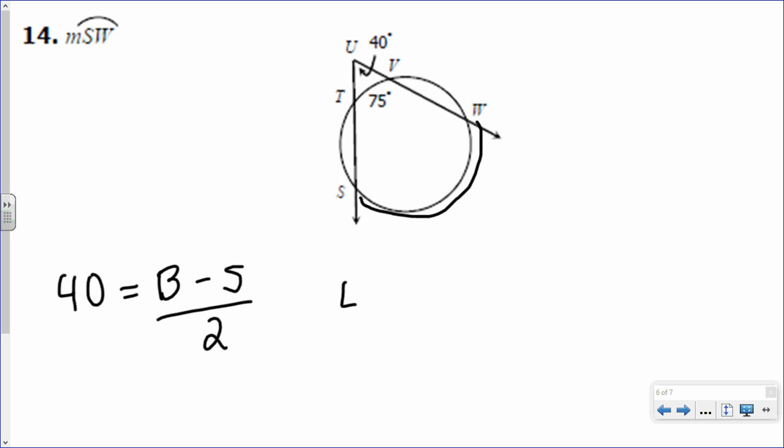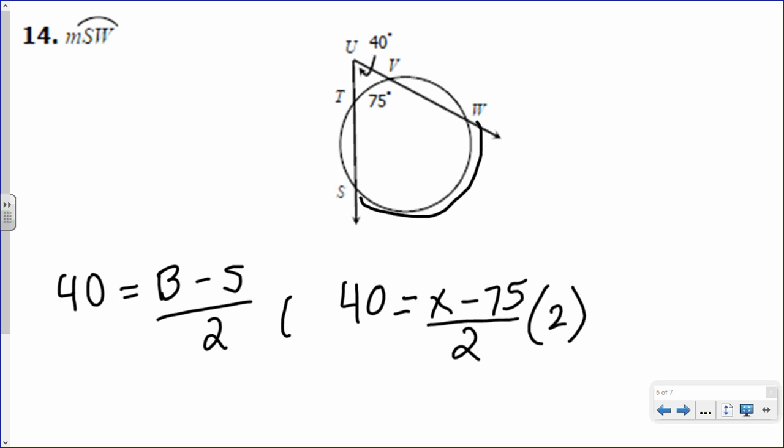So I can have that 40 degrees is equal to the big arc, which we don't know, minus the small arc, which is 75, and then we're going to divide by 2. So now we have an equation that we need to solve. So here I'm going to multiply both sides by 2 to clear the fraction. So we're left with 80 is equal to x minus 75. Again, remember those 2's cancel.